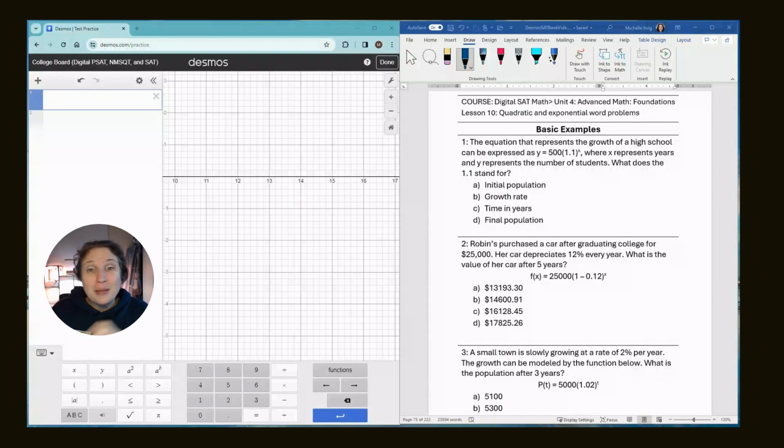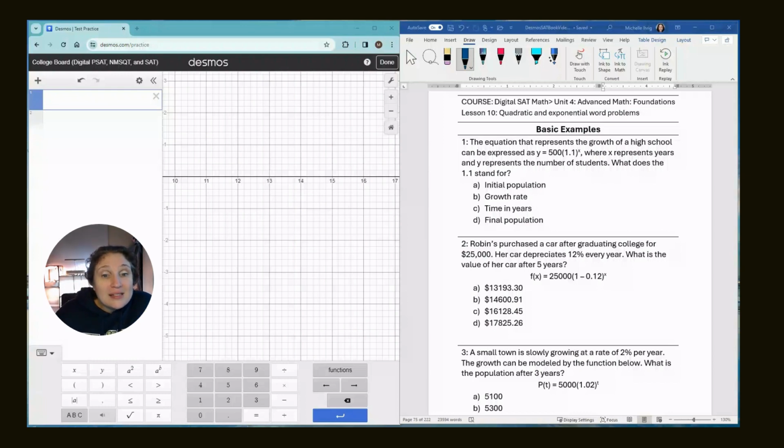You should have paper and pencil, or you should have my book. We are on page 75. You should have your Desmos calculator open. Hopefully you've split your screen, and make sure that when you click the link in the description to Desmos that you have gone to College Board. We are doing Khan Academy Unit 4 Lesson 10, and I've written some basic questions that kind of mirror what the basic examples are on Khan.